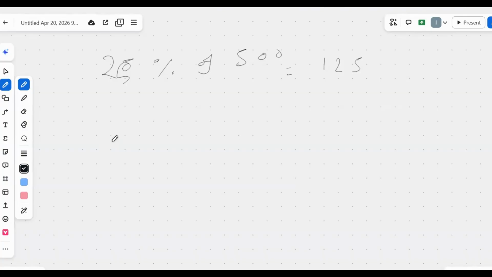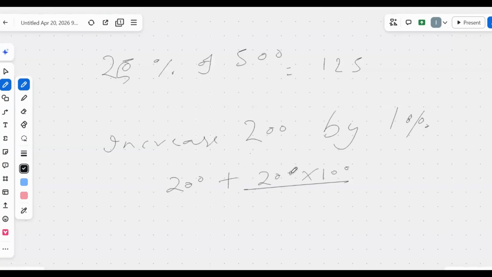If I'm going to ask, increase 200 by 10%, it means you have to increase this 200 by 10%. What's your final answer going to be? 220. Yes, the initial value was 200, and out of this 200 you are increasing by 10%. The 10% of 200 is going to be added on top, so that will be equal to 220.